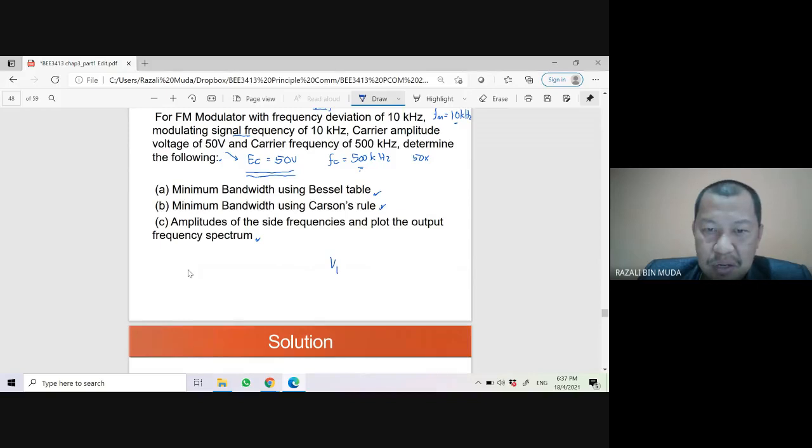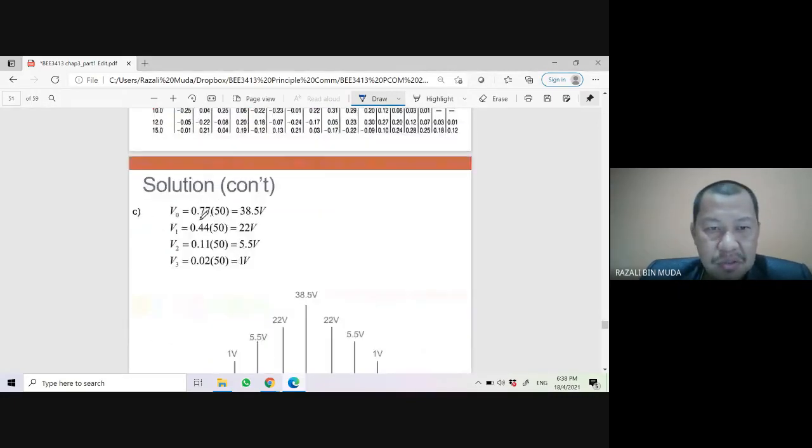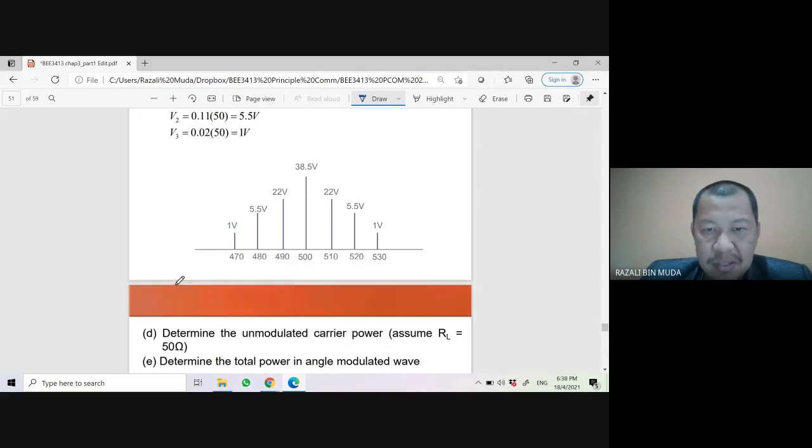V1 is from the Bessel table multiplied by EC. Okay, from this Bessel table it is 0.44. So 0.44 multiplied by 50, multiplied by 50. Okay, you get this sideband. So you have to draw it. Basically it has three significant sidebands. When you get the products, okay.